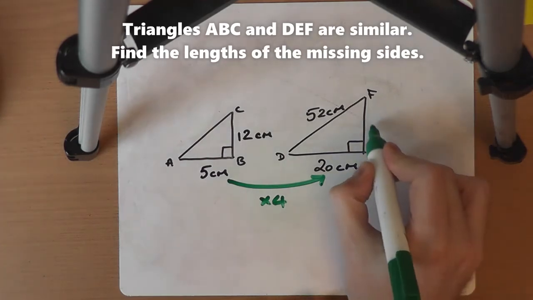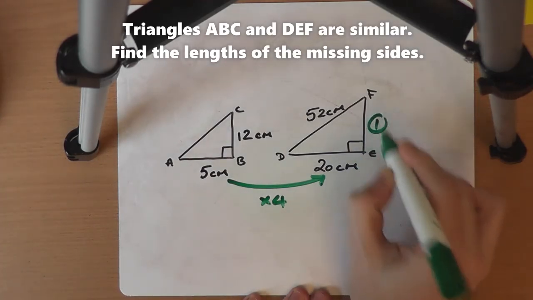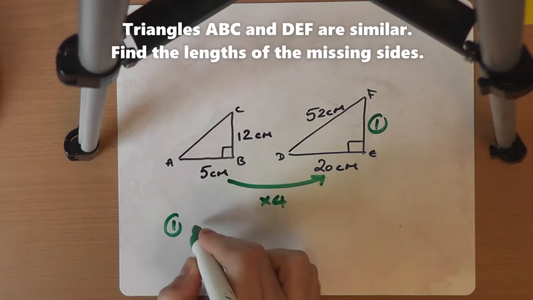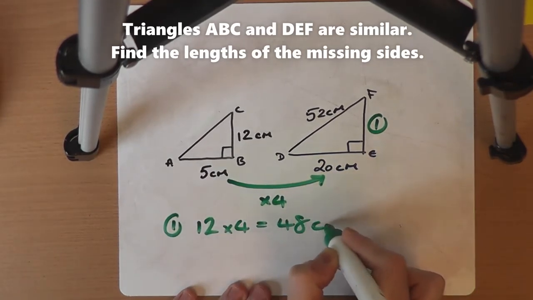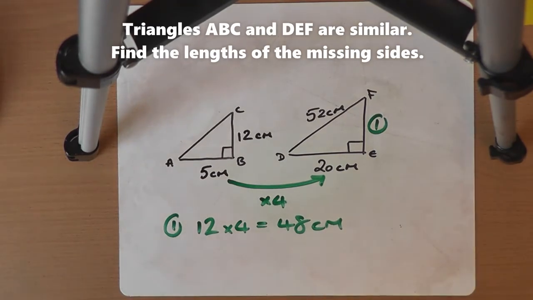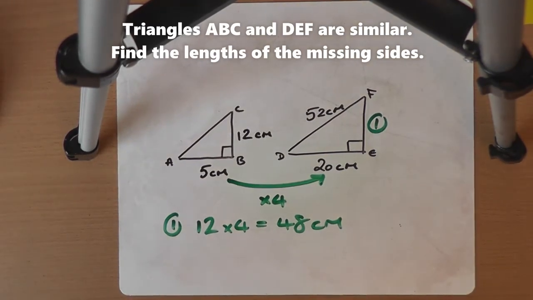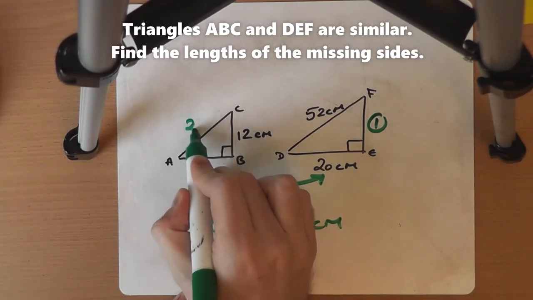which means that this side here, which I'm going to call number 1, is the 12 centimeter side made 4 times bigger, which is 48 centimeters. And that missing side there will be 48 centimeters. Now we could also fill in this missing side here.